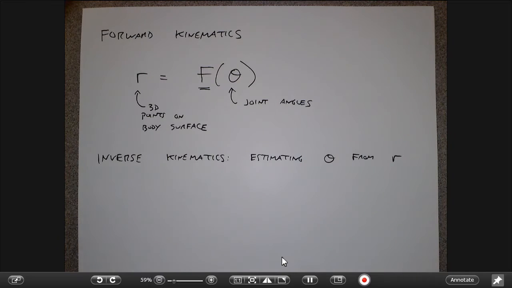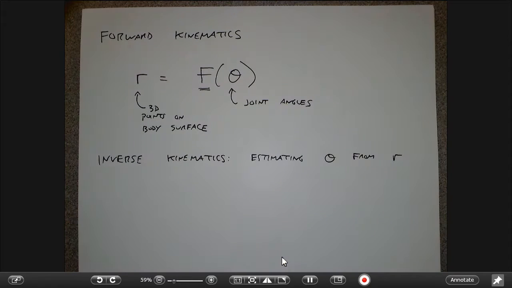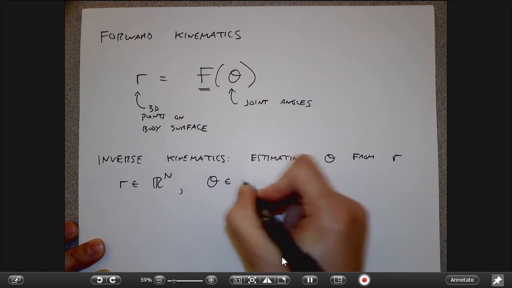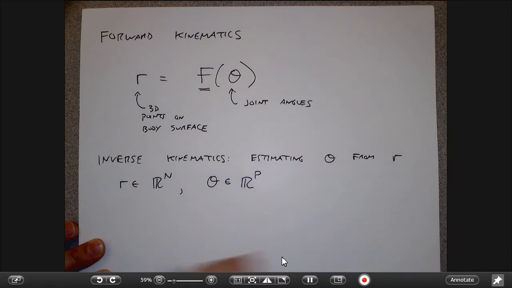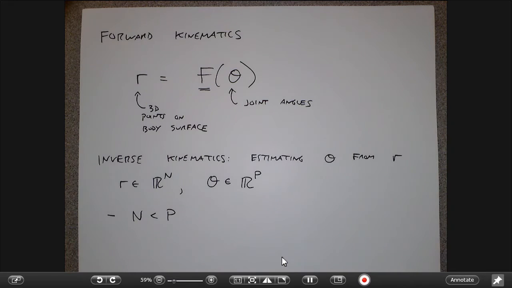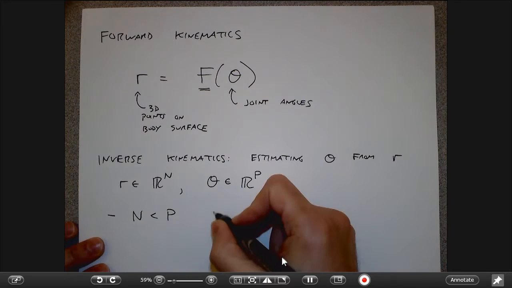These two situations depend on the dimension of r and the dimension of theta. So let me get my notation straight. Say r is in n-dimensional space and theta is in p-dimensional space. Then we have two situations. One is when n is less than p, which means I have more joint angles than observations, and the observations don't totally constrain the joint angle positions. This is an underdetermined system. What we're doing is trying to find the best of the many solutions for theta that satisfy the observed positions of r. So this is the under-constrained situation.